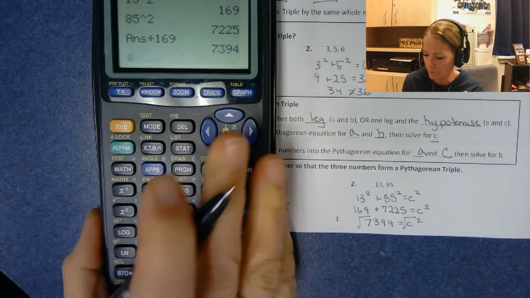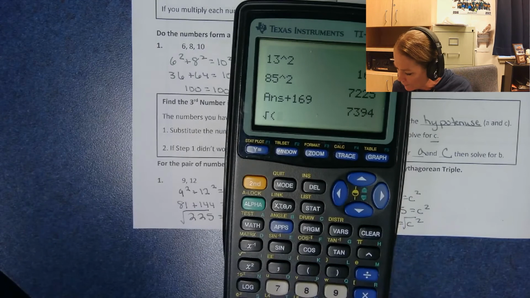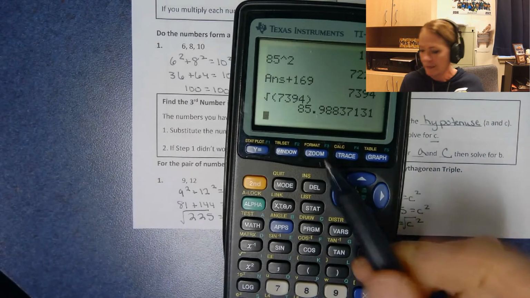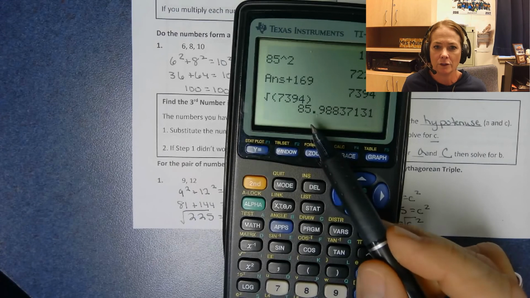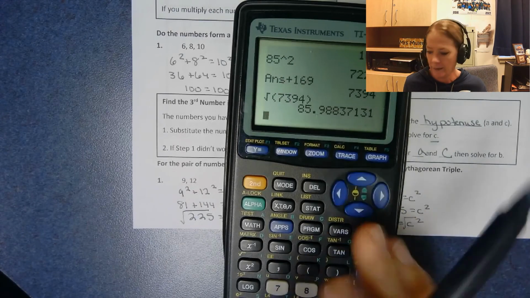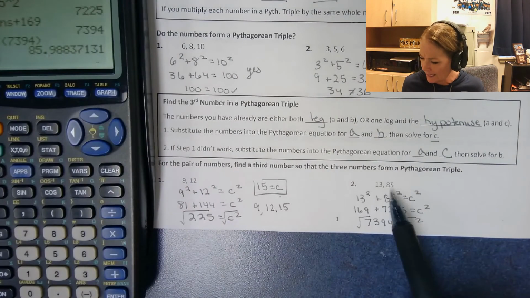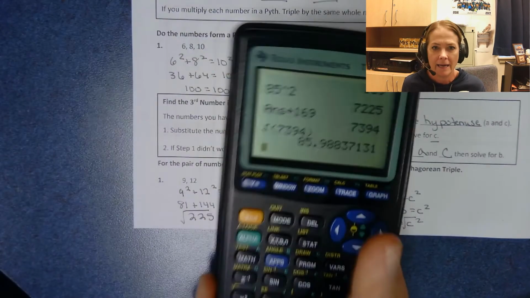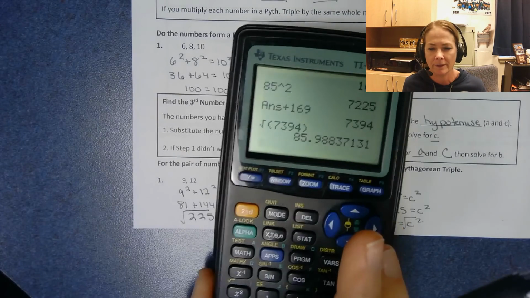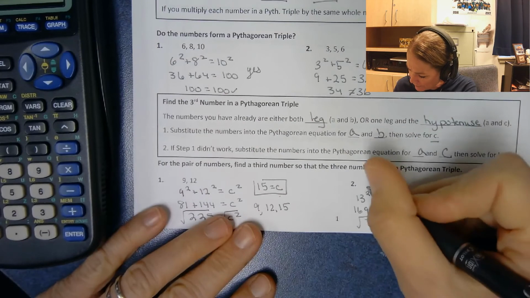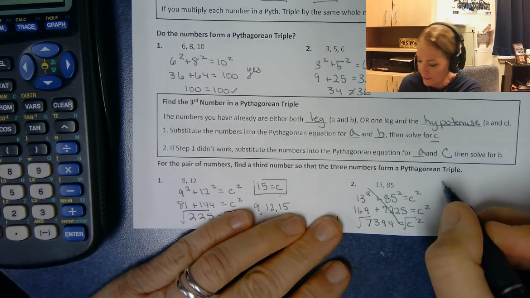Okay, I'm going to square root that. Second square root, 7,394 in parentheses. And this right here is not an integer. It's not a whole number, not a counting number. So sure, that worked for if this were a triangle and you had side lengths of 13 and 85, the hypotenuse would be 85.98. But this is not a triple because this is a decimal. So this is not what we want to do here. We want to do test to find the other leg.